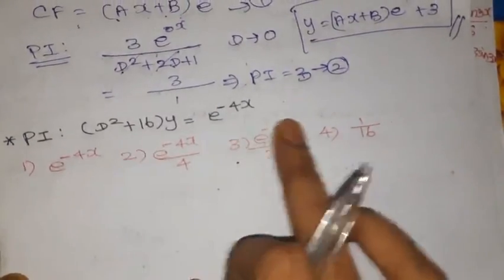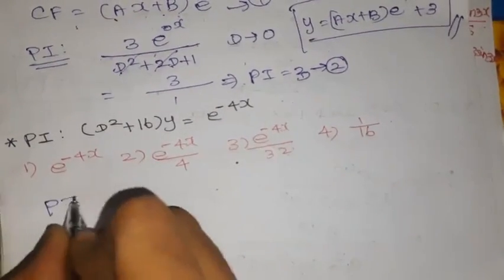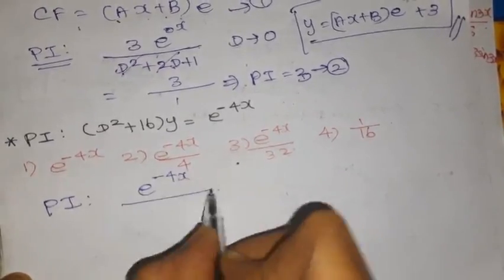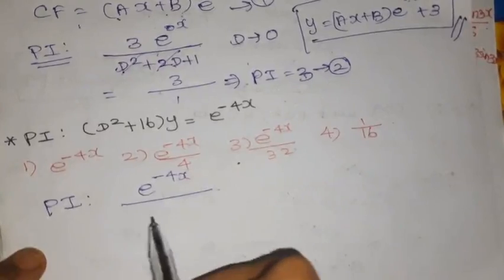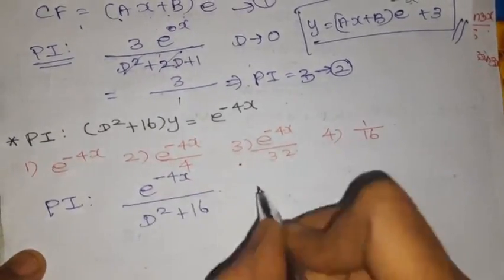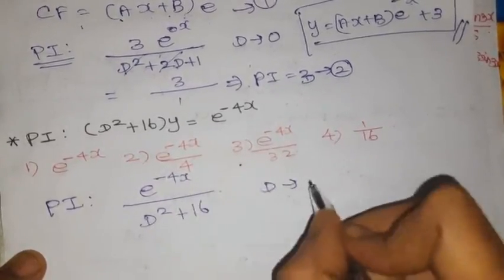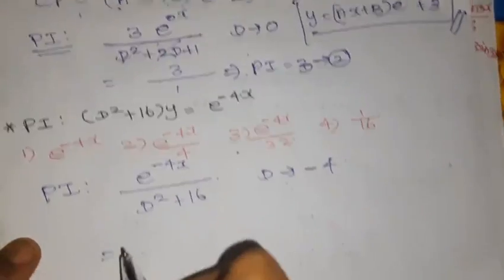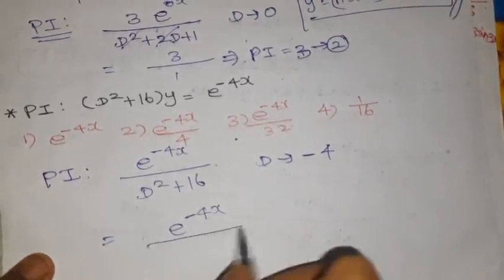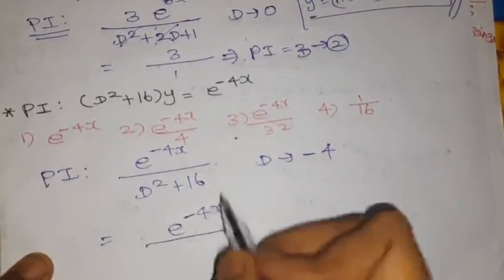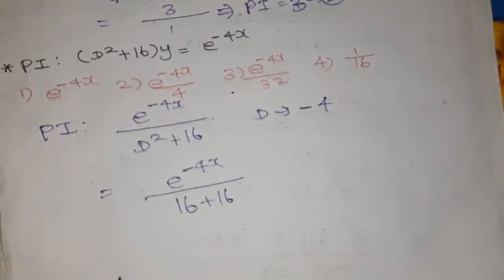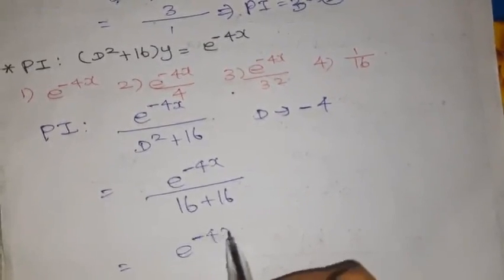We need to find the particular integral for the given function. To find the particular integral, we need to use the RHS. The RHS is of exponential type, divided by f of d, the given term, d square plus 16. Then replace d by the coefficient of x, d by minus 4. So minus 4 the whole square, we will get e power minus 4x, and minus 4 the whole squared is 4 squared only, 16, plus 16. So 16 plus 16 gives 32. We will get e power minus 4x by 32.